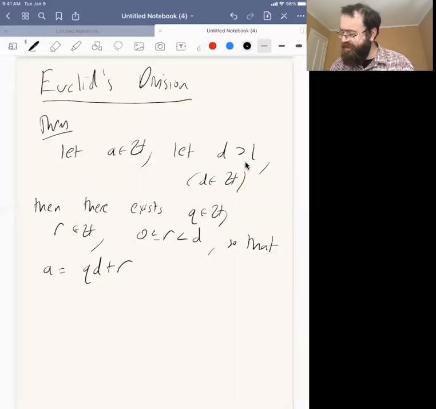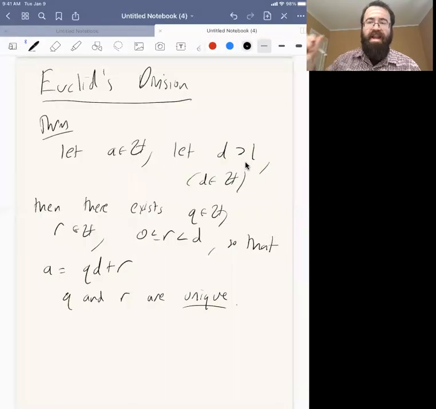We'll prove it in a moment. Also, let me note that given a and d fixed, this q and r are unique. So given that we have an integer a and a natural number d, you always get such a q and r, and there aren't two such pairs. There's only one.